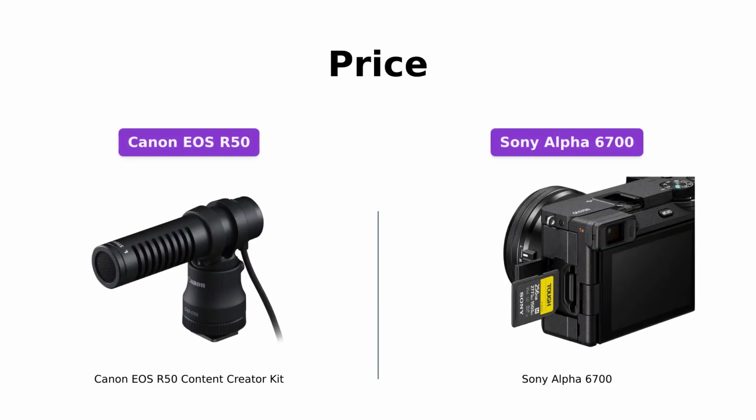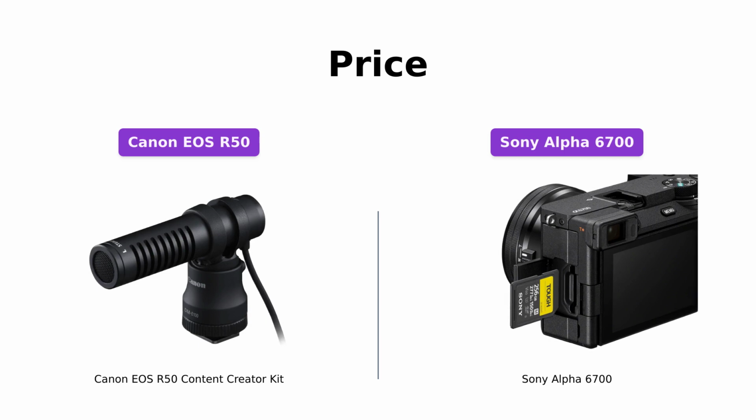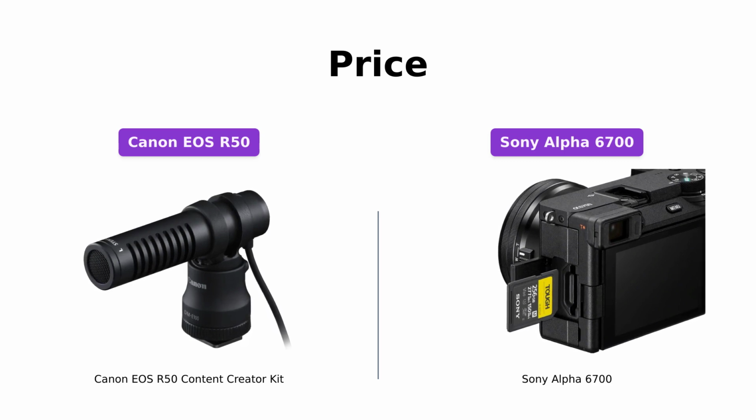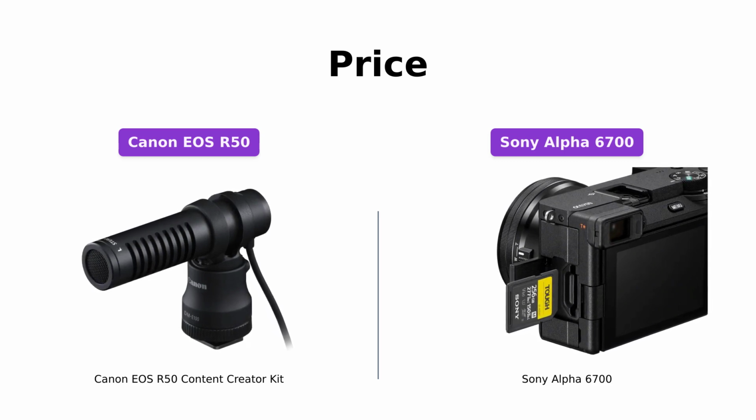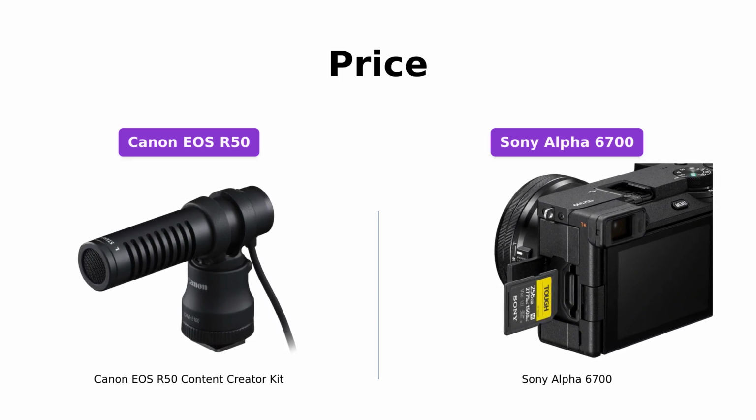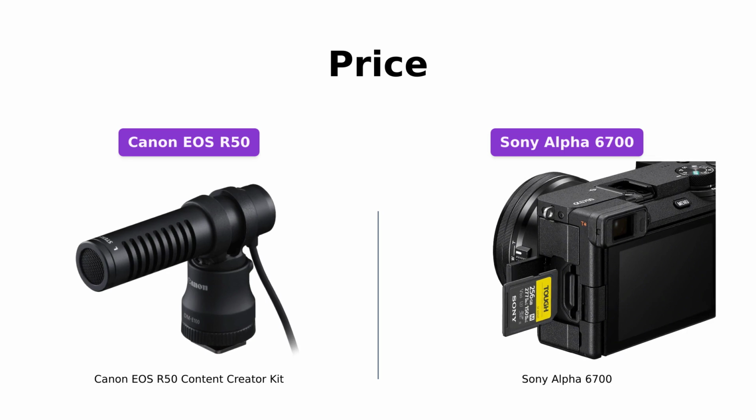Now let's talk about the price. The Canon EOS R50 Content Creator Kit is priced at $999, making it an excellent option for content creators on a budget. On the other hand, the Sony Alpha 6700 comes at a slightly higher price point of $1,399. However, keep in mind that both cameras offer exceptional features and value for their respective price tags.